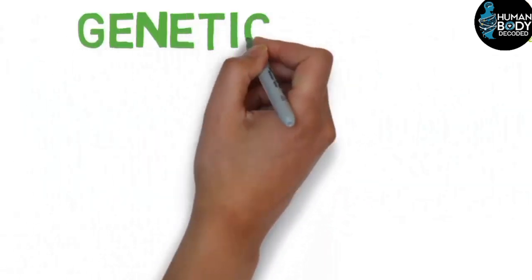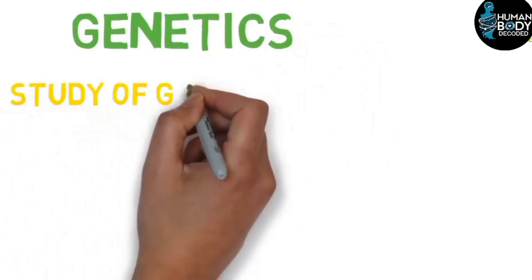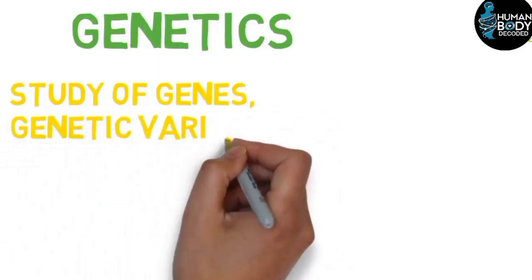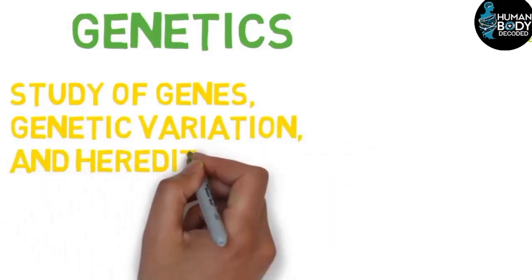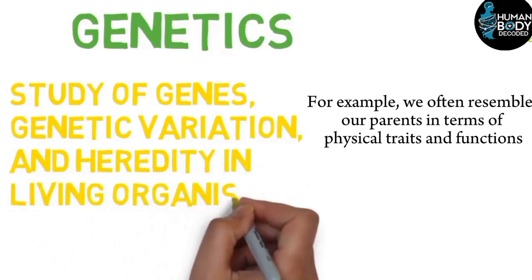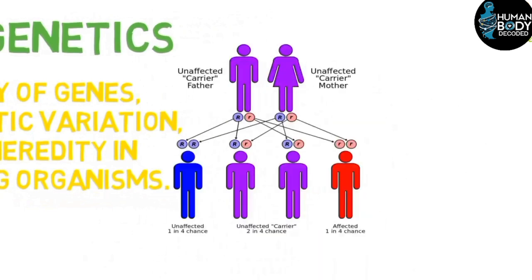Number 8, genetics. In genetics, we study the characteristics that are inherited from our parents. This includes the study of genes, genetic variation, and heredity in living organisms. For example, we often resemble our parents in terms of physical traits and functions. This is explained through genetics. The study of these inherited traits is called genetics.